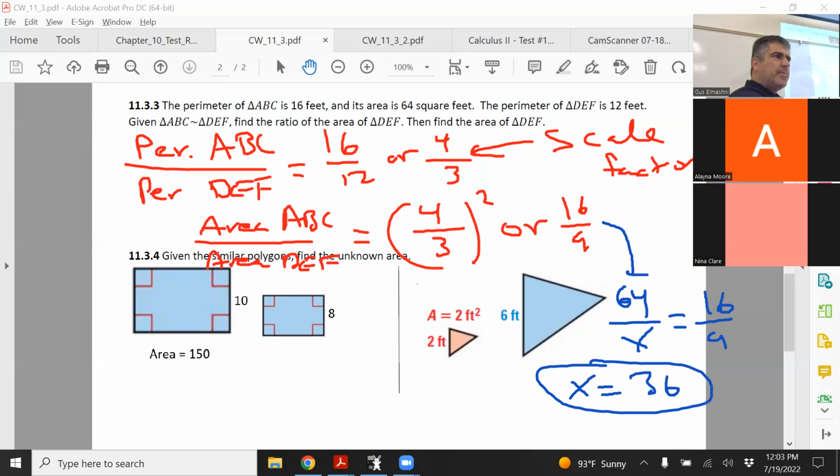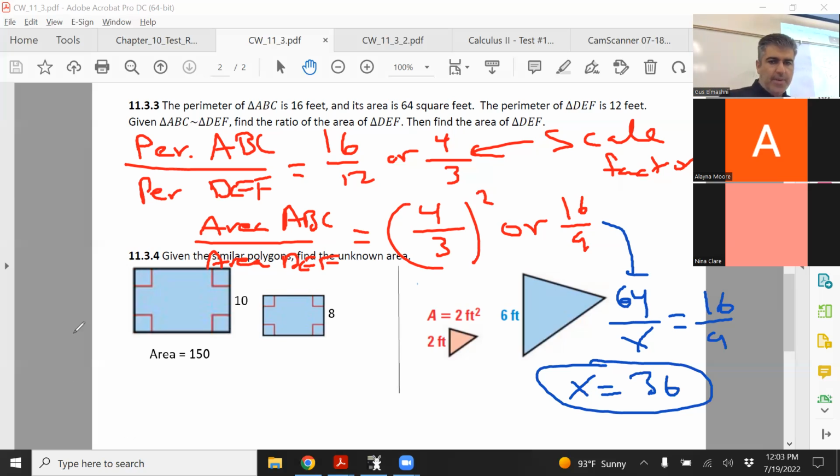Questions on that one? Okay, you guys will need to obviously practice it. So we'll practice in just a little bit. So given the sum of polygons, find the unknown area. Okay. And then we got another one right there as well. Let me change. I'll leave this up in case you guys are still copying.